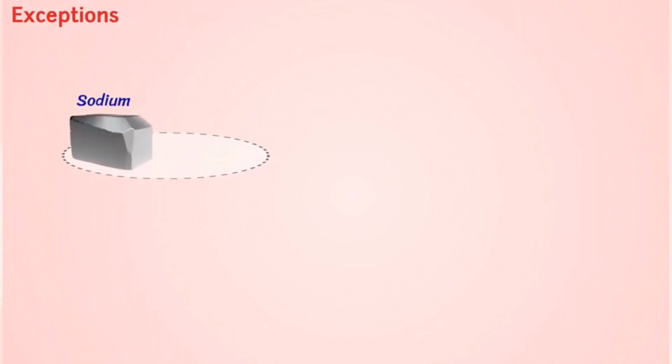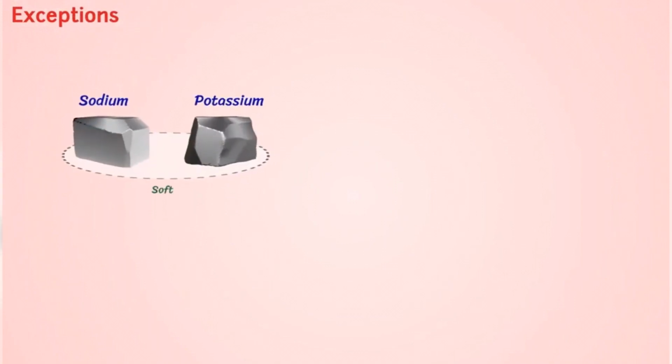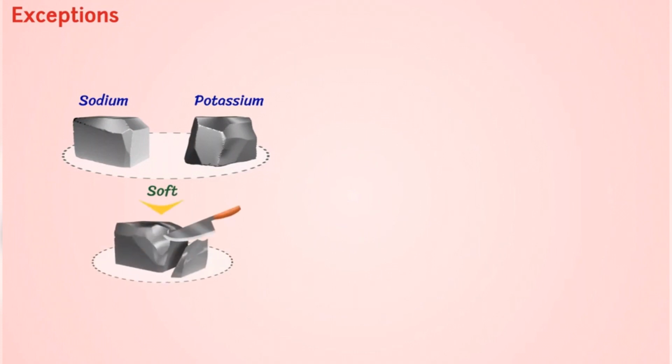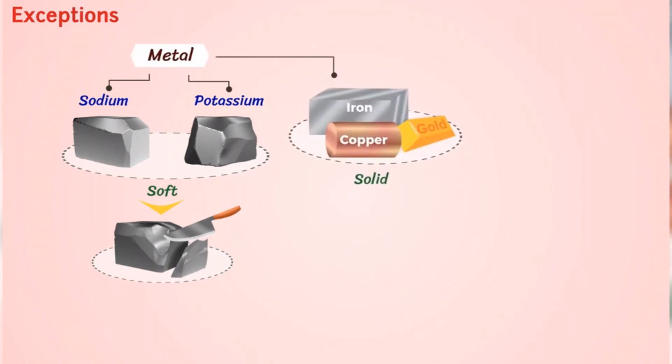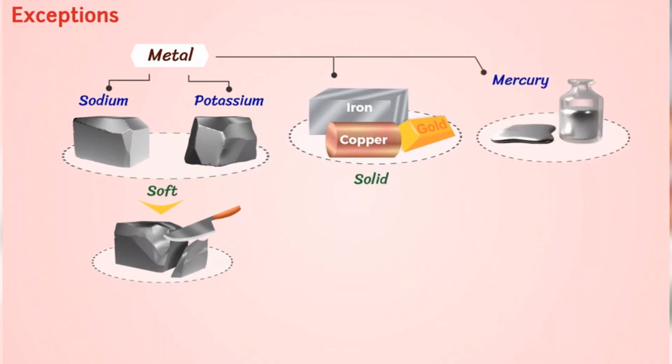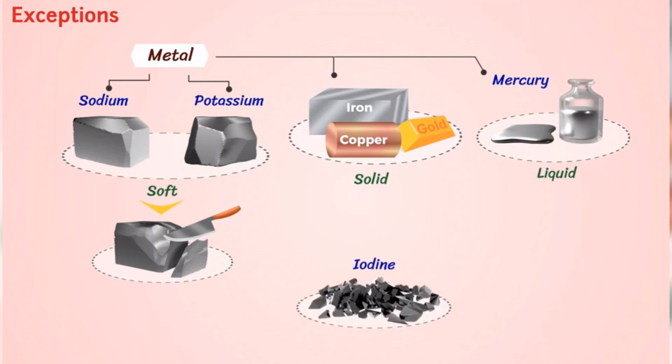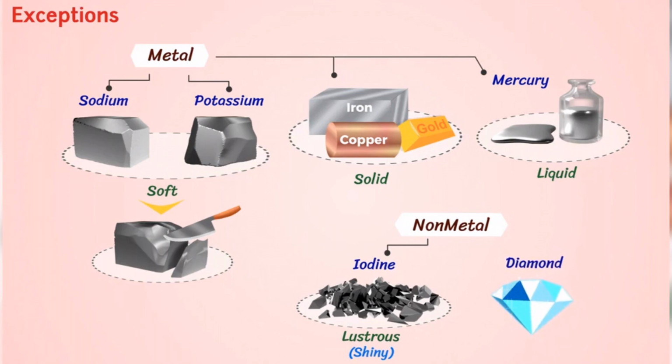We have some exceptions. For example, sodium and potassium are metals but are soft. As you can see, they are soft, you can cut them. Let's see another exception. Iron, copper, gold are solid, while mercury is liquid. It is liquid but still a metal. Among non-metals, for example, iodine can shine though it is a non-metal, and diamond is the hardest substance. However, it is still a non-metal.